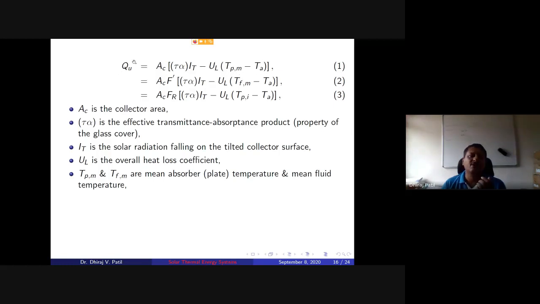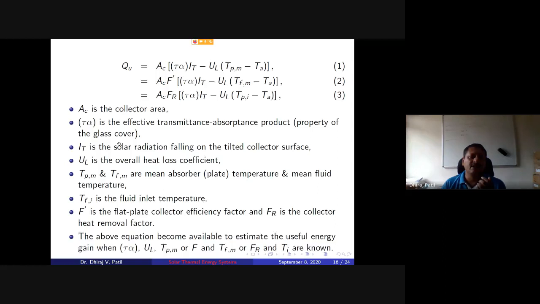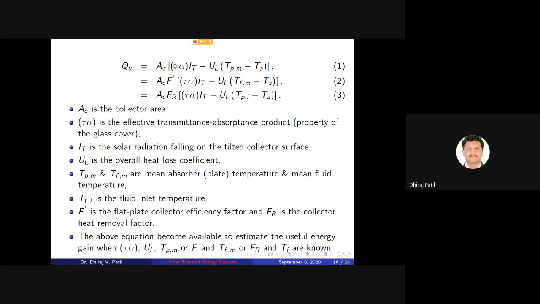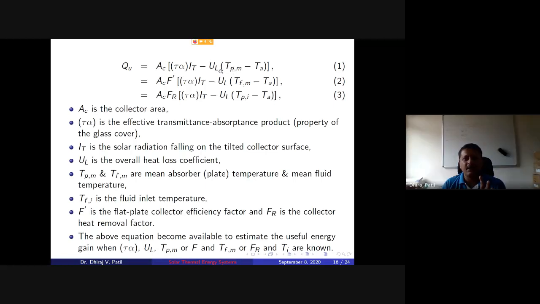So what is useful, QU, is the useful heat gain, which is related to what is being inputted and what is being lost. This is lost to the atmosphere, because the atmospheric temperature is something like, for example, 30 degrees centigrade, or say 300 Kelvin, and the plate temperature could be a bit higher, because you are going to absorb the solar radiation. So there will naturally be heat loss.